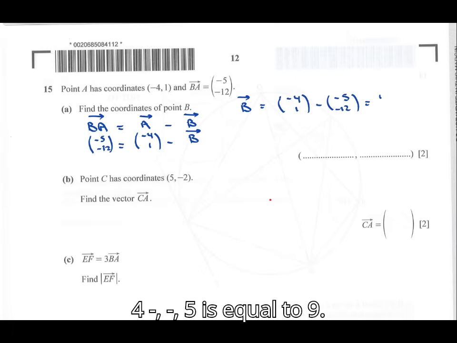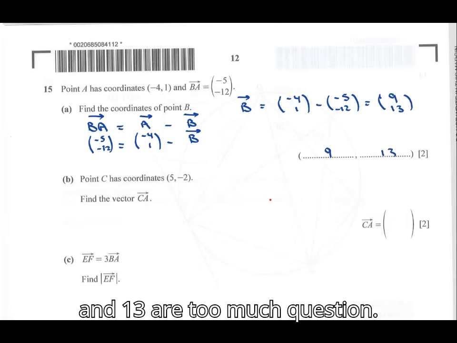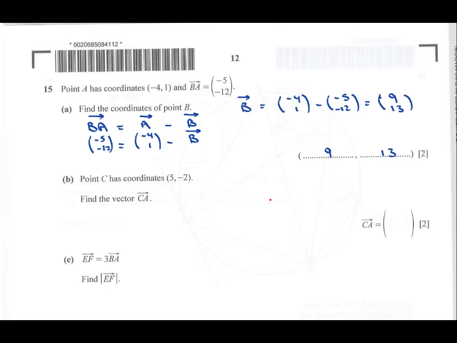Negative 4 minus negative 5 is equal to 1. 1 minus negative 12 is equal to 13. So the point B will be (1, 13), a 2 marks question.